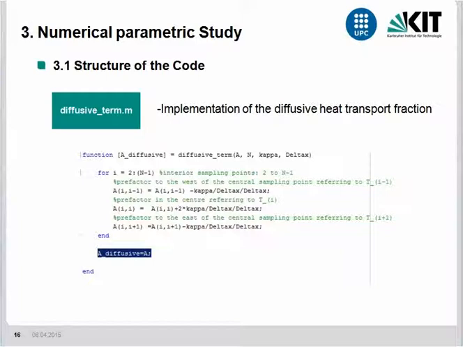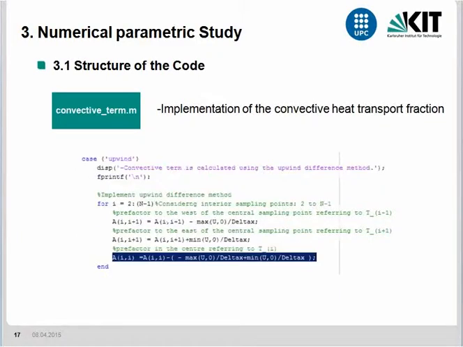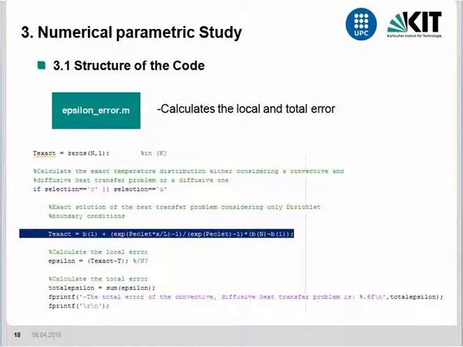Regarding the convective term, it is important to differentiate between the central difference and the upwind method. Special attention needs to be paid to the upwind scheme. In this case, one-sided differences are used, whereby, depending on the flow direction, always upstream directed differences are applied. That means, if the velocity is positive, the sampling point to the left is taken into account. If the flow comes from the right side, U is negative, the right sampling point is considered, as you can see. A file called epsilon error computes the local and total error using the exact and the numerical solution.